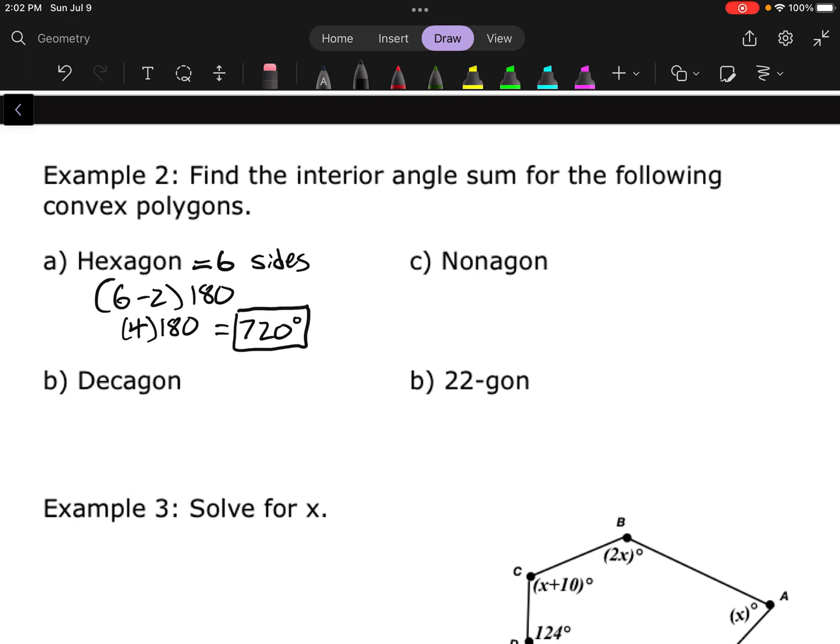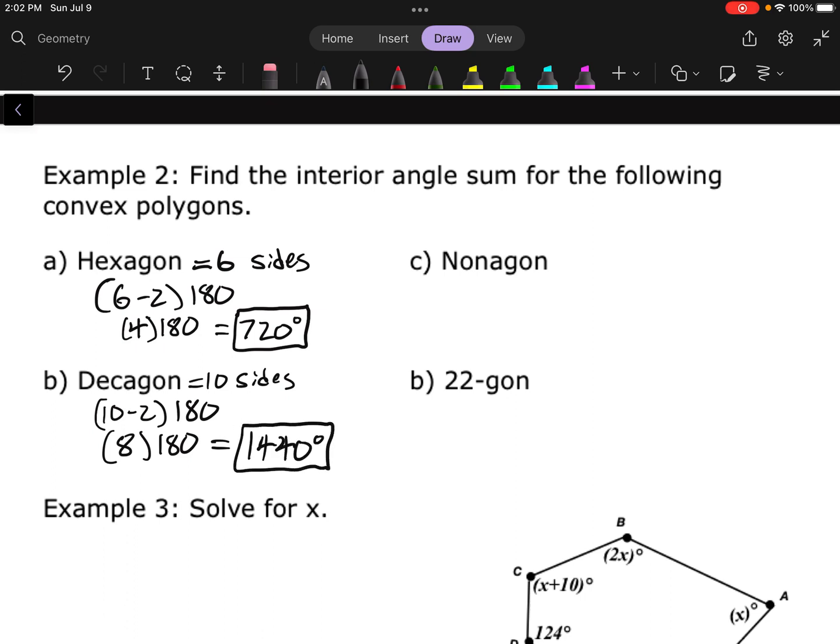Now remember that 4 means that if we drew out the hexagon, we would see that we could make 4 triangles in there. A decagon has 10 sides. So we'll do 10 minus 2 times 180, which is 8 times 180. And 8 times 180 is 1440. So inside every single decagon is 1,440 degrees.